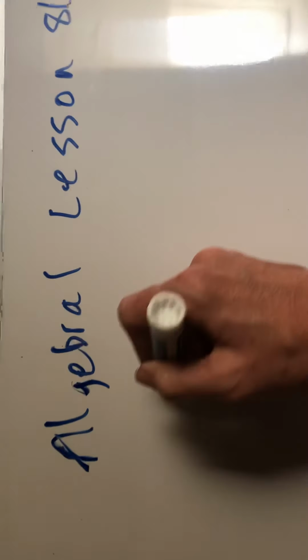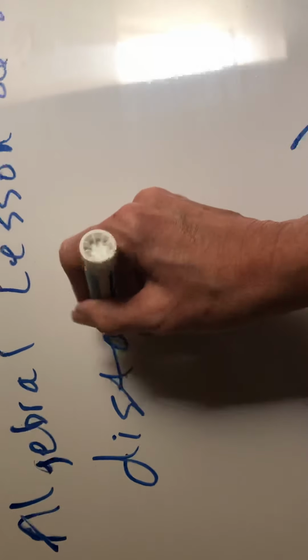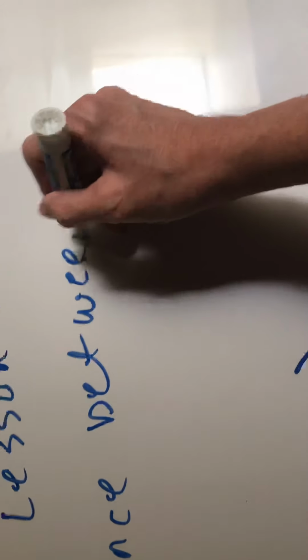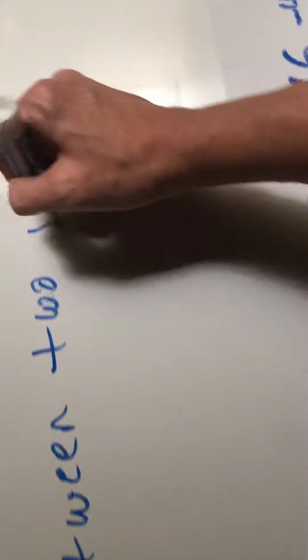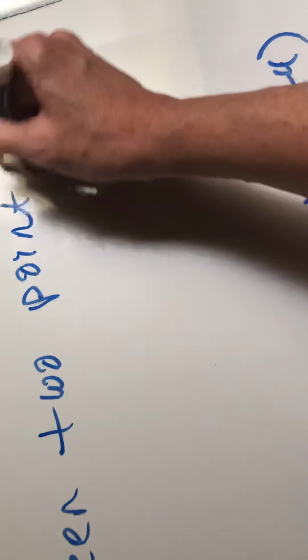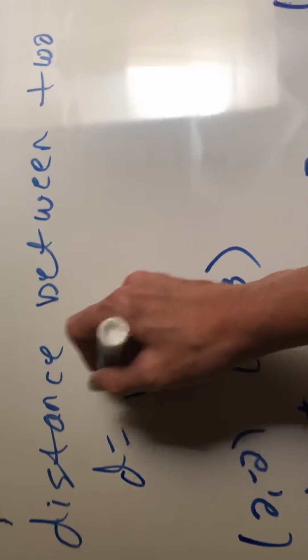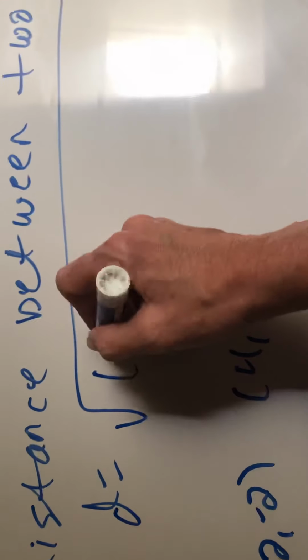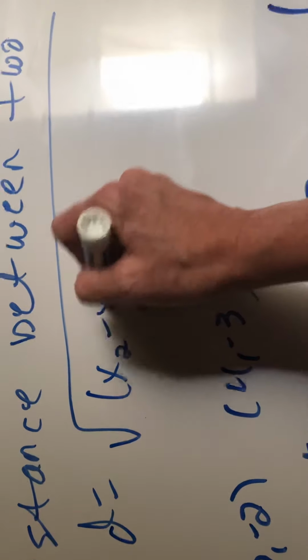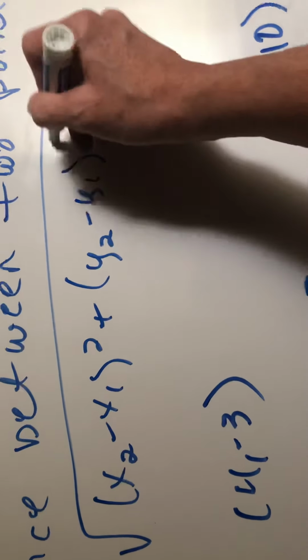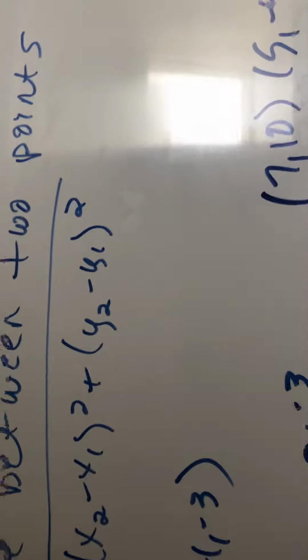Now we're going to do distance between 2 points. Okay. Distance between 2 points. So this has a formula. And so whenever you do this, just like with Pythagorean theorem, you're going to write the formula down because you need to memorize the formula because you're going to need it from now on.